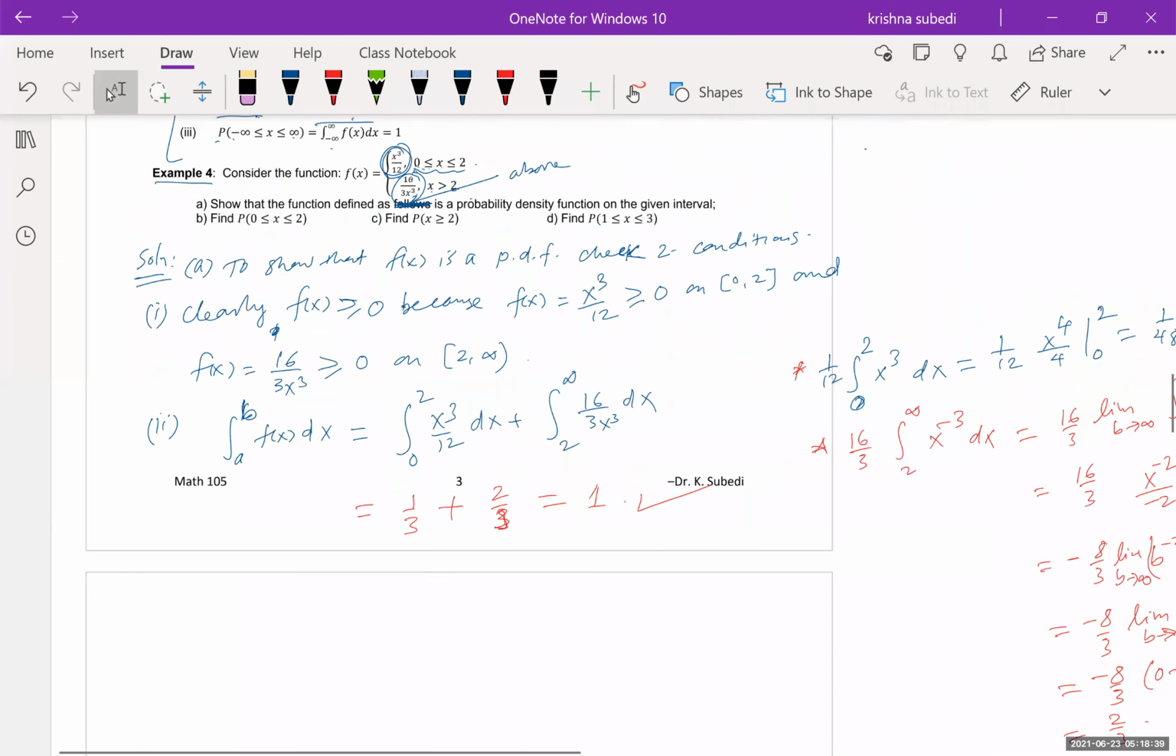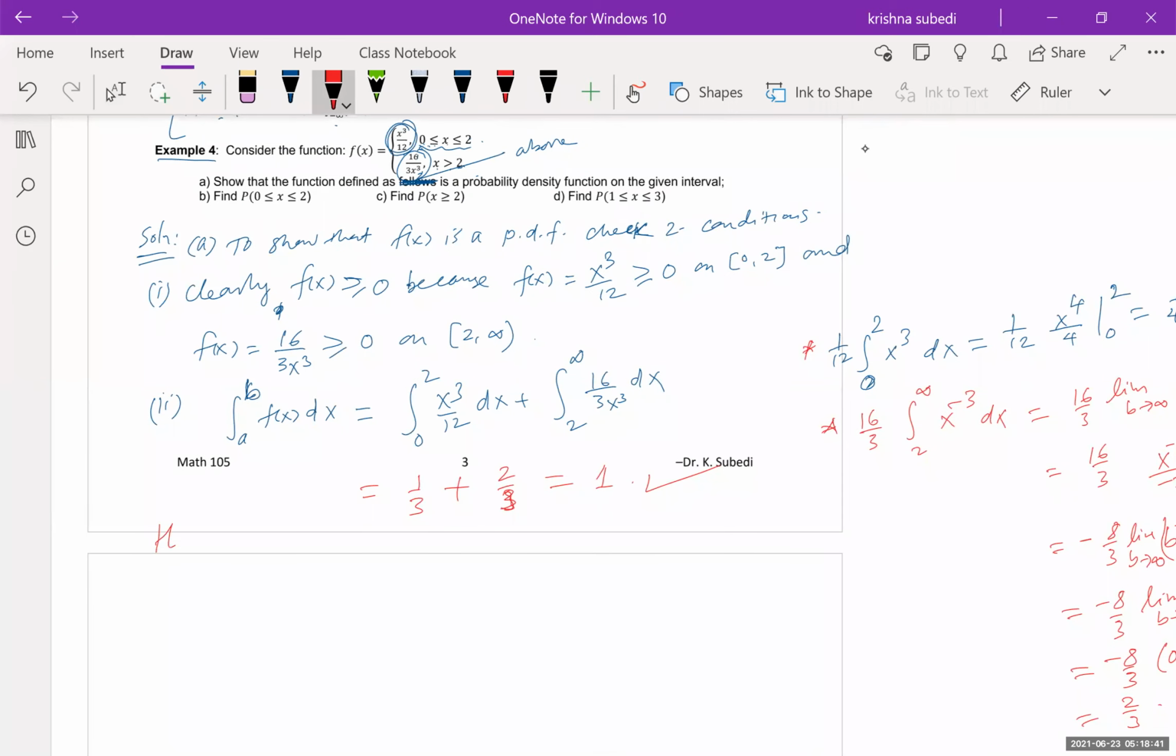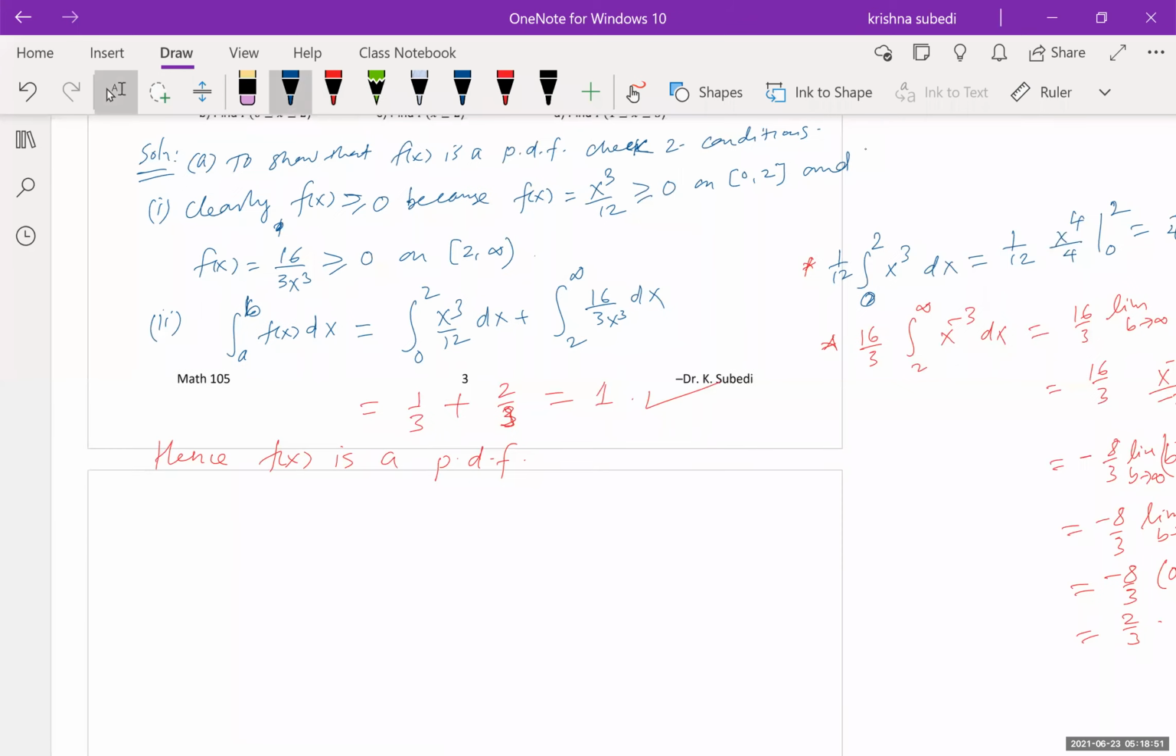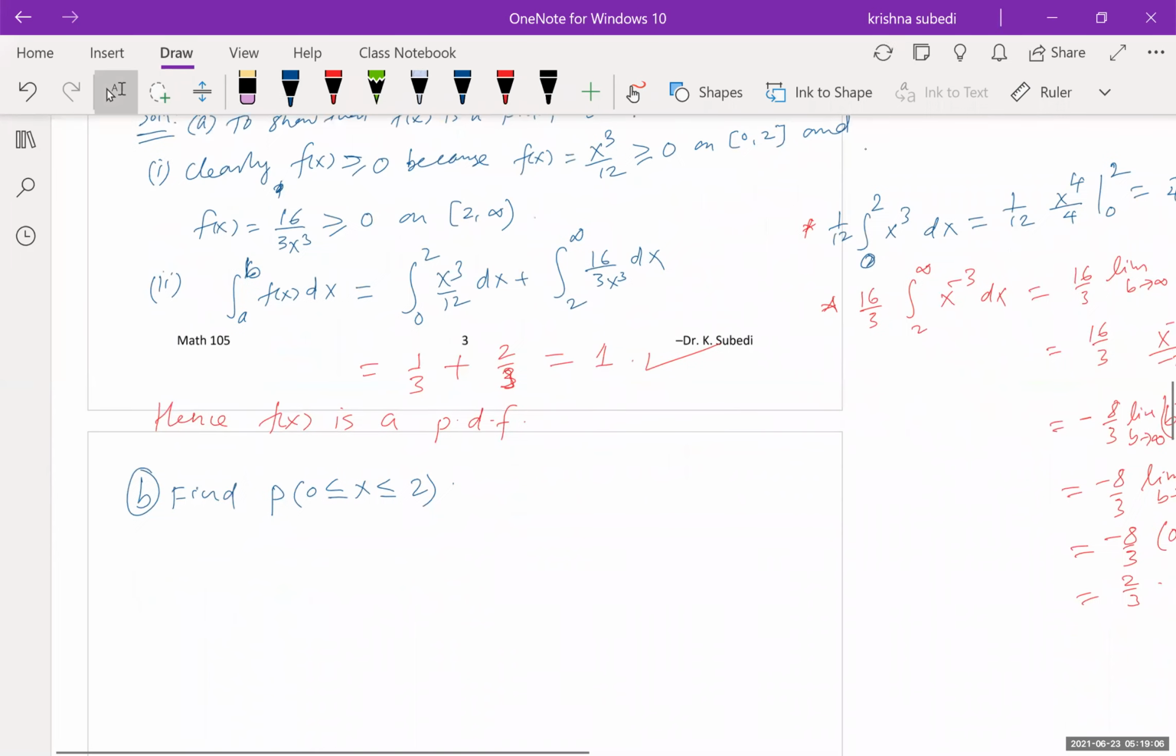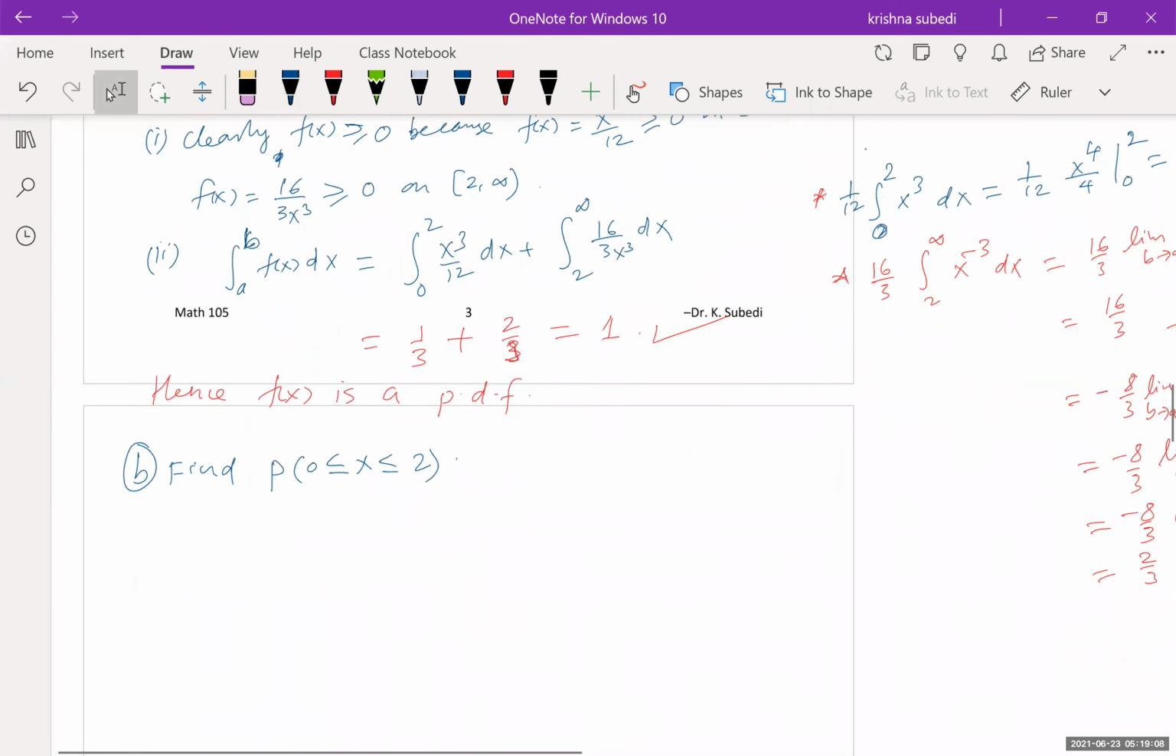Therefore, hence f of x is a PDF. Part A is done. Now part B. In part B, we need to find the probability. So find the probability from 0 to 2. Okay, we need to find the probability of this.